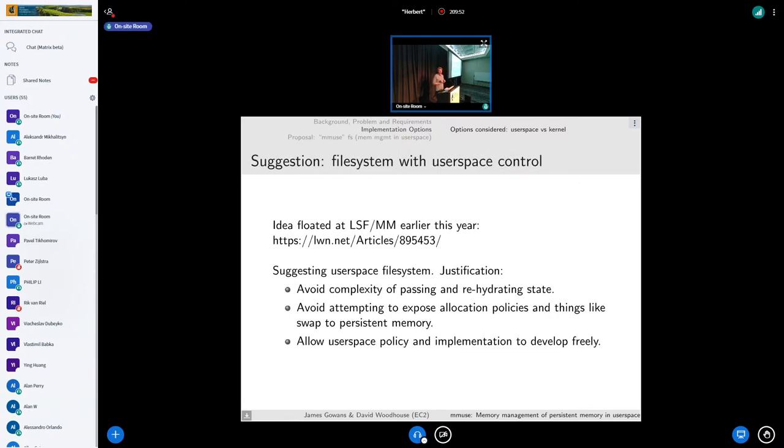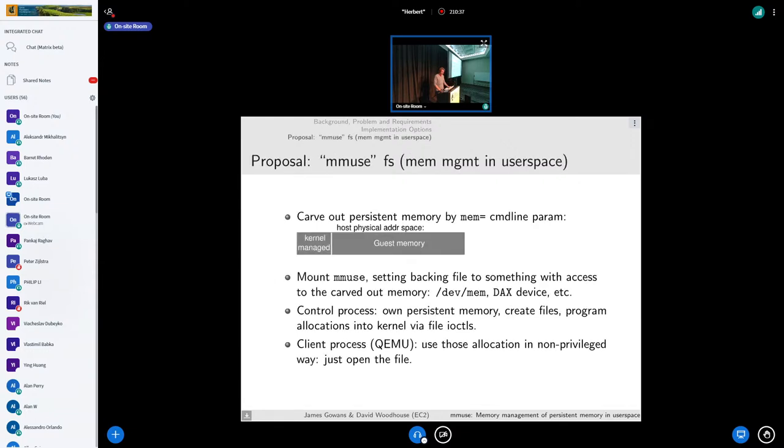So this idea was floated at LSFMM earlier this year, and we got some feedback there that said that this user space approach does seem preferable rather than trying to build the complexity into the kernel. So based on that feedback, I'm looking at expanding on the concept a bit now and trying to get a more fleshed out idea. That's some of the justification I've mentioned already: avoiding complexity, giving user space the ability to have policy and to evolve independently. Kernel provides mechanism, user space provides policy and actually sets everything up and restores it after live update.